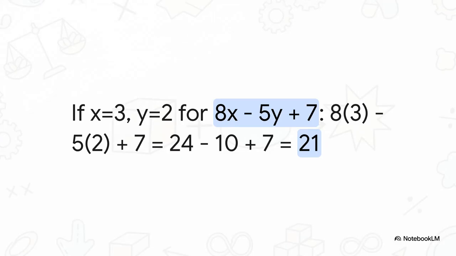But wait, what happens when the mystery is finally solved? Like, what if we suddenly discover the secret values hiding inside our variables? Well, we just substitute them right into the expression. Let's look at this one. 8X minus 5Y plus 7. If someone tells us, hey, X equals 3 and Y equals 2, we just pop those numbers straight into our containers. It becomes 8 times 3 minus 5 times 2 plus 7, which turns into 24 minus 10 plus 7, giving us a final answer of 21. It's like unlocking a puzzle.